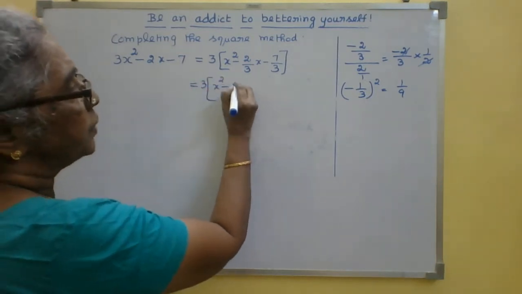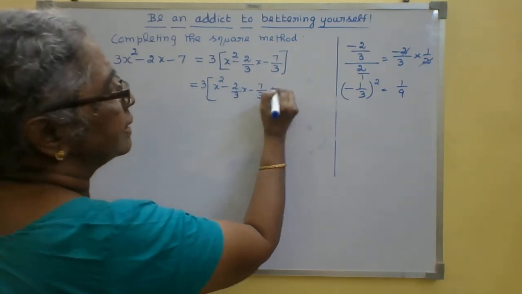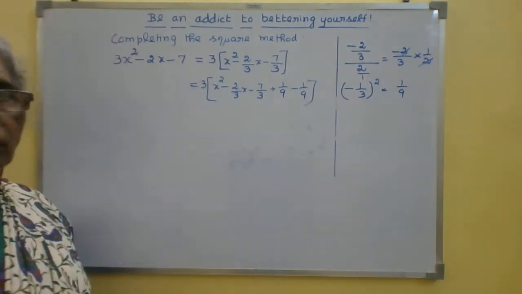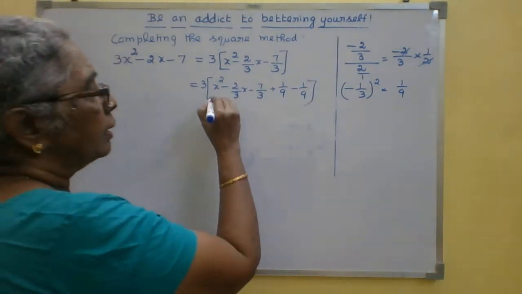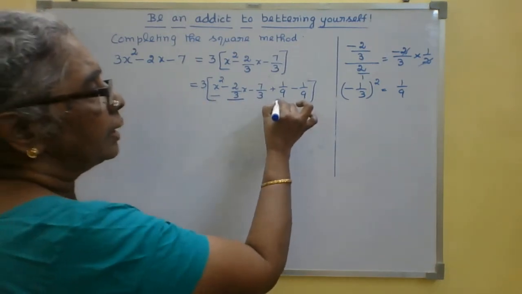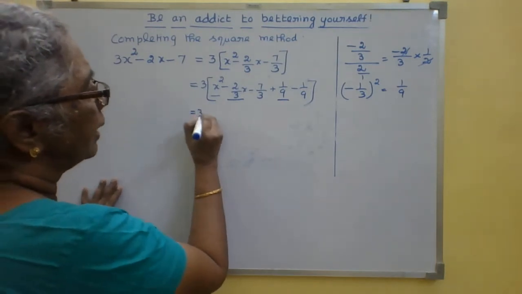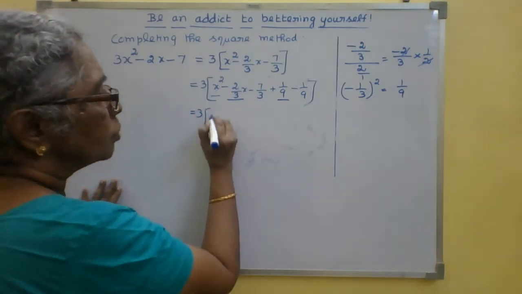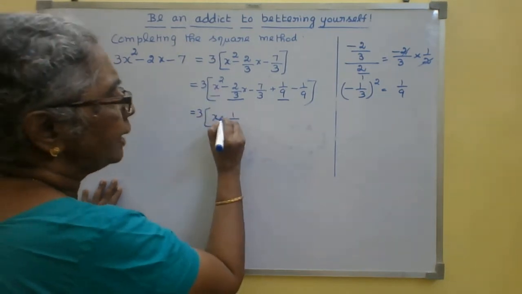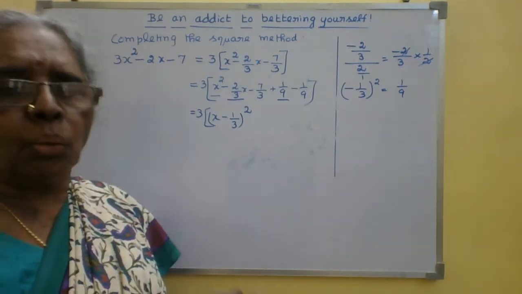Write the expression as it is, okay? Then within the bracket itself you have to add and subtract 1 by 9. Now take the x squared term and the x term, and take the positive square. So now you will get 3 into (x minus 1 by 3) whole square. It has a minus sign, whole square. Now it is like (a minus b) the whole square.